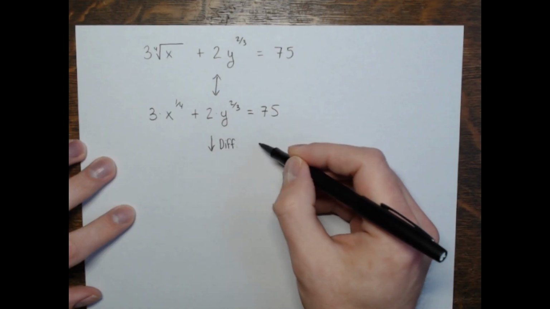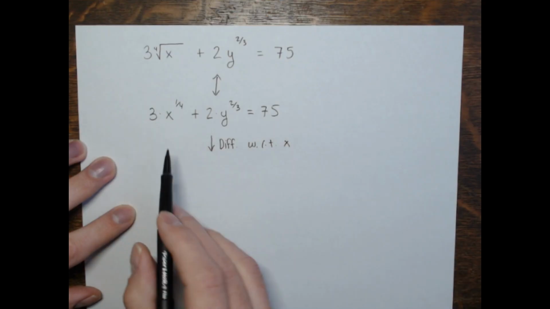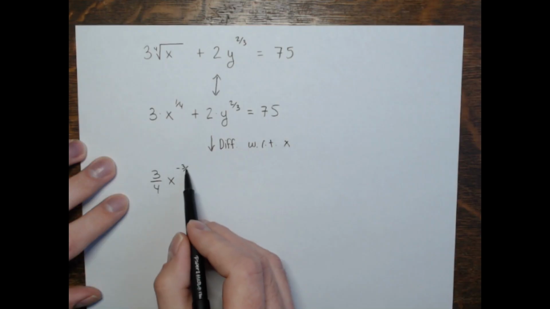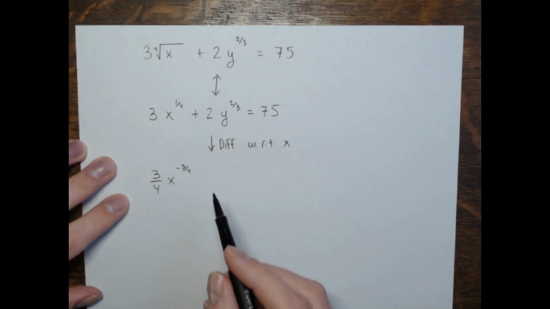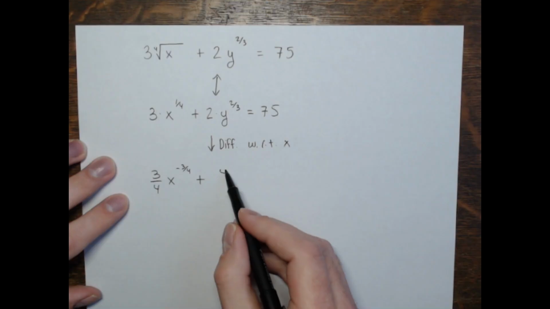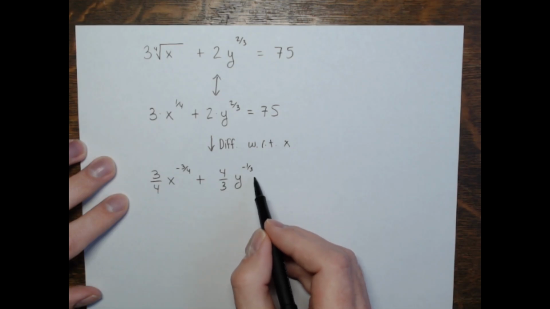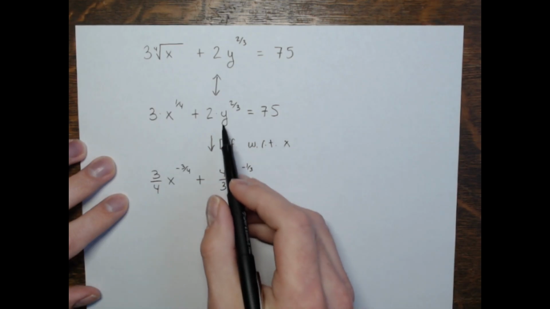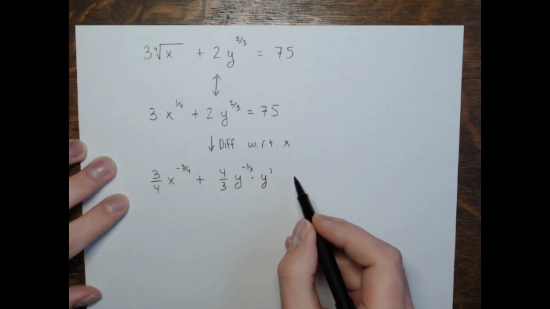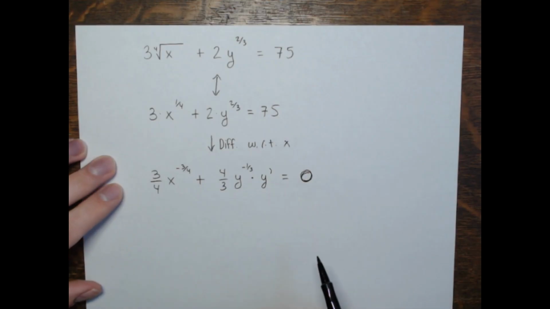All right, so now I'm differentiating with respect to x. So the first term here would be 3/4 times x to the negative 3/4 power, right? 1/4 minus 1, plus 2 times 2/3 would be 4/3 times y to the negative 1/3. But then chain rule, right? This is some expression with x to the 2/3. So then times the derivative of y, so times y prime there equals 0, right? The derivative of a constant.